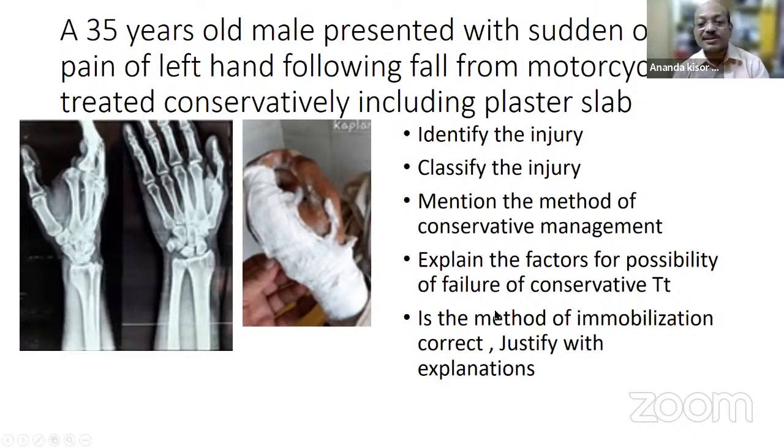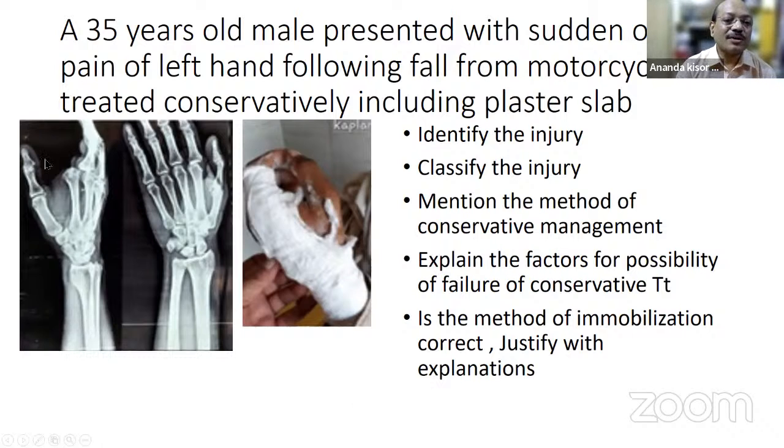Next, explain the factors that make failure of conservative treatment possible. This requires some knowledge. And the method of immobilization, as you can see here, is it correct or not? That comes from experience, and we have to justify the explanation.